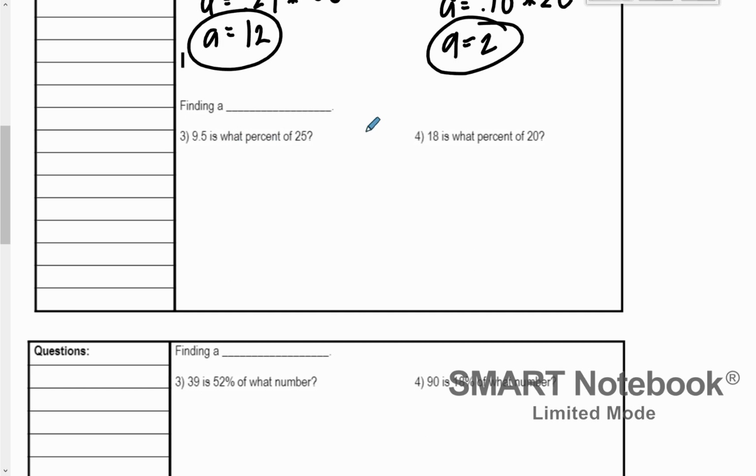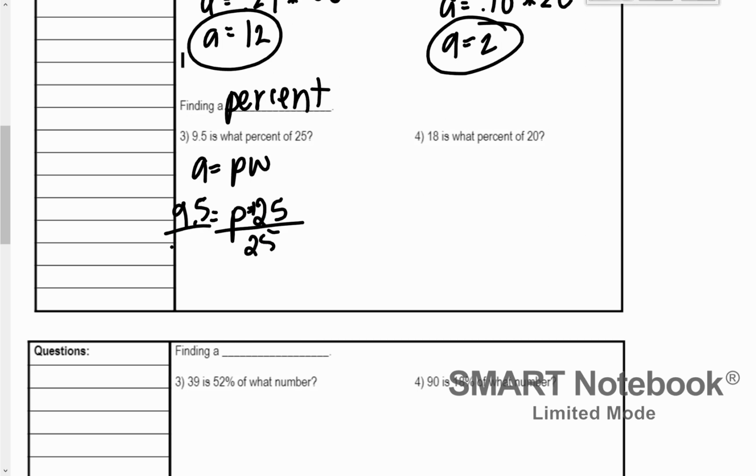9.5 is what percent? So here we are missing the percent. We always start off with that equation, A equals P times W. We are missing that P, so in that equation, we're going to still have a P. 9.5 is some percent of 25. So 9.5 is our part because that's equal to that percent of our whole number, which is 25. We want to get that P by itself, so how do we undo times 25? Well, we divide by 25. We get P equals, in our calculator, we take 9.5 divided by 25, and we get 0.38.